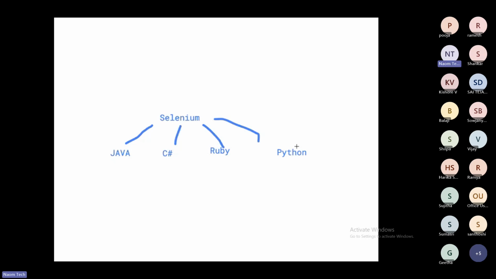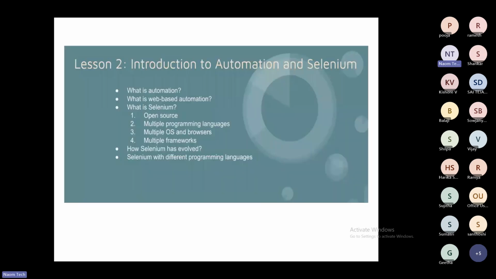Okay, by the end of this discussion, definitely you'll be in a very good stage to handle this Selenium. I mean, not today, by the end of the course, what I'm saying. So that is what we call open source and multiple programming languages. It supports multiple languages. And it supports multiple operating systems and browsers.